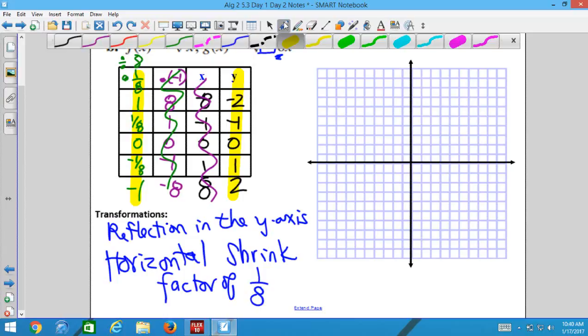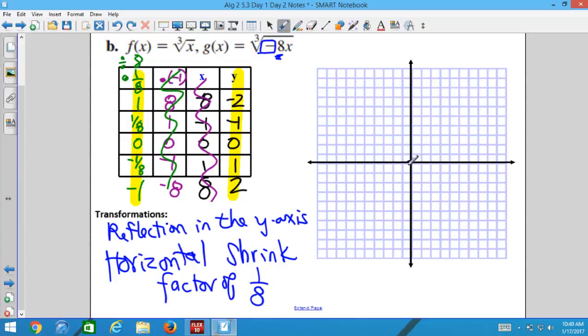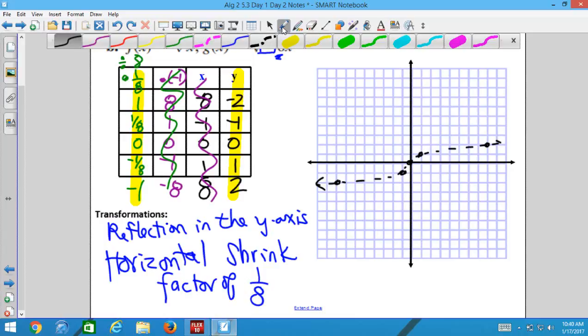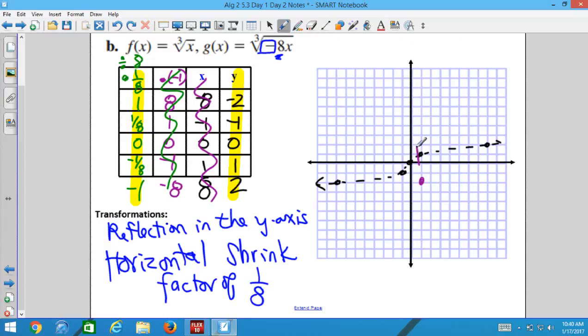And I didn't graph my parent function yet either, so I better do that real fast. There's my parent function. Okay, so the new function, 1, -2. And then 1/8, -1. That's kind of hard to graph. So I might skip that one and come back to it. 0, 0, -1, 2.